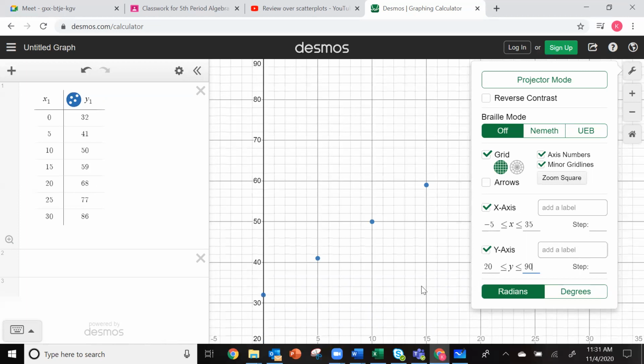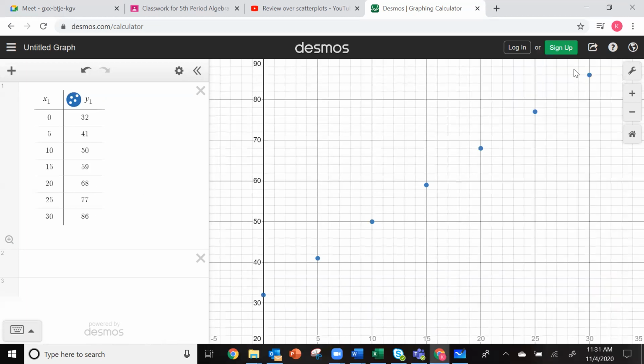Now I'm going to click back on my graph. Now look at how nice my graph is. I can see and look at this equation right here. This is how we put our scatter plots in the calculator. So let's clear this out and let's try this again.